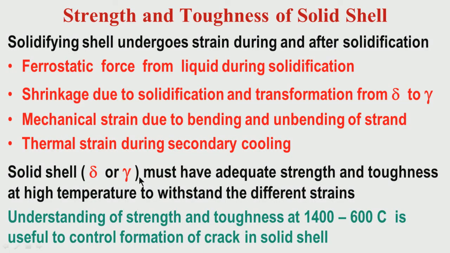And then the solid shell, whether it is delta or gamma, must have adequate strength and toughness at high temperature. High temperature means temperatures from say 1400 to 1600. It must have adequate strength and toughness, then only it can withstand the different strains getting generated at different temperatures. Suppose you have cast a solid steel, and if you look at the cross section, you will find at a certain depth there is some crack.